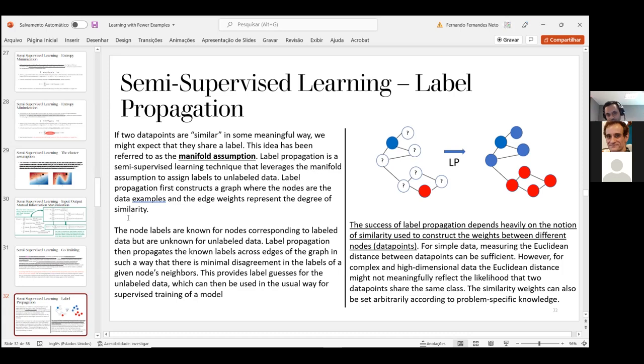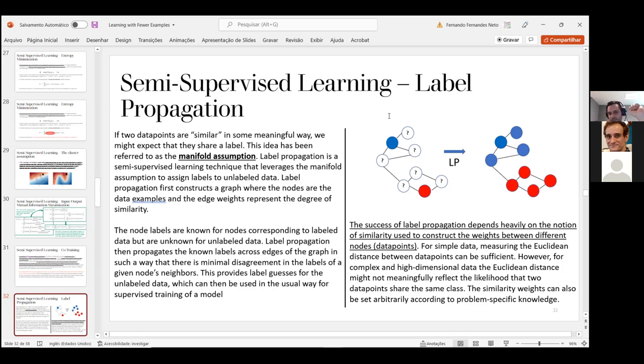And label propagation then propagates the known labels across edges of the graph in such a way that there is minimal disagreement in the labels of a given node's neighbors. And the idea is that this provides label guesses for the unlabeled data, which can then be used in the usual way for supervised training of a model. So basically, if we have a graph over here in this figure consisting of only two known data points, how can we infer the nature of these unknown labels across the edges, and how can we propagate them?